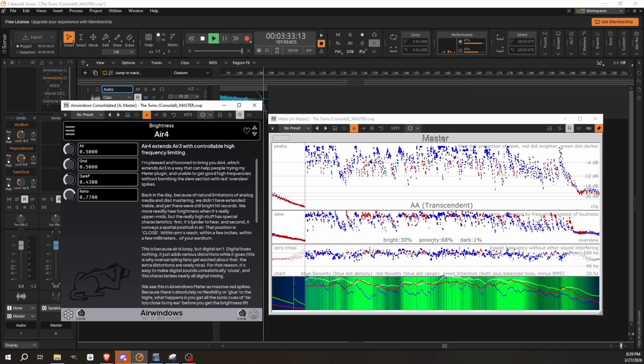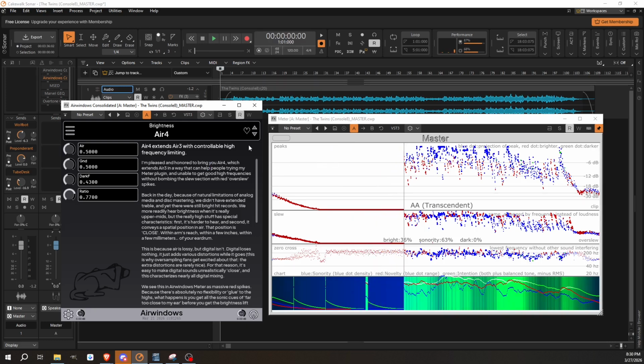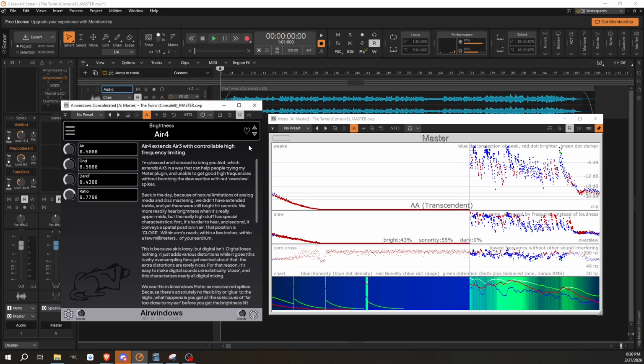All right, so this is not the only purpose for Air4. Not the only way to use it. But for me, it's a very important part of my workflow. And this is the way I do it.